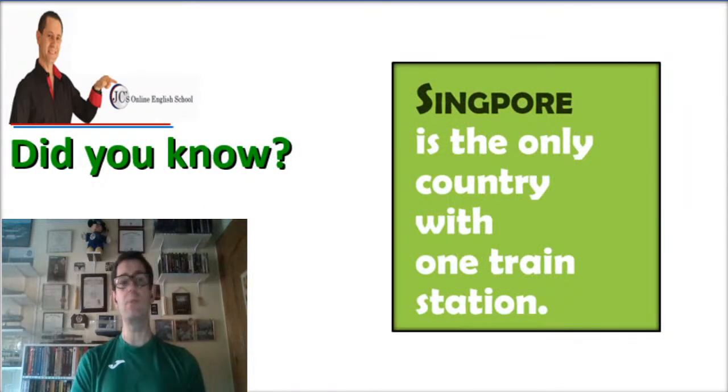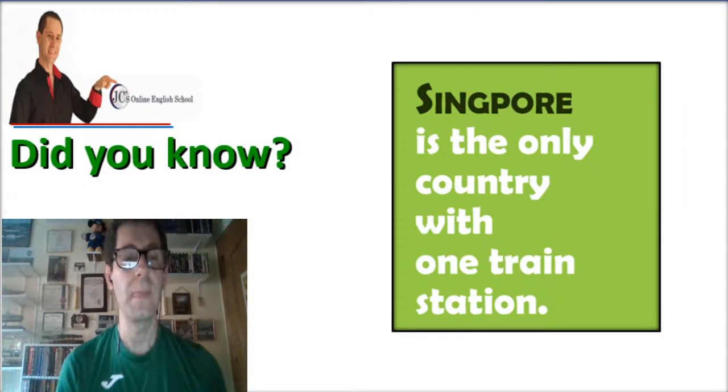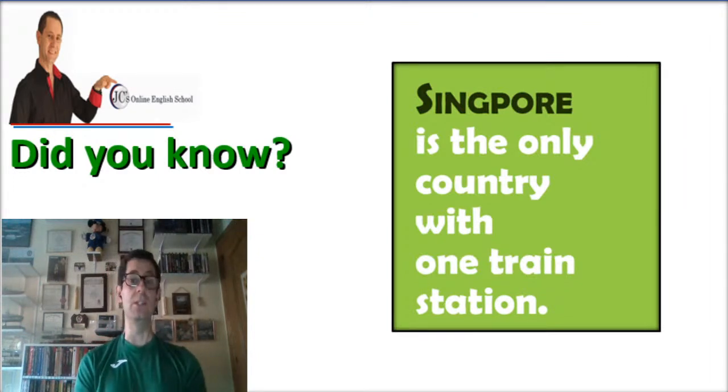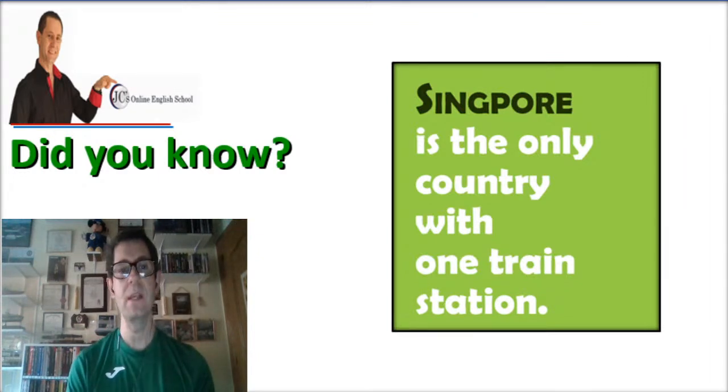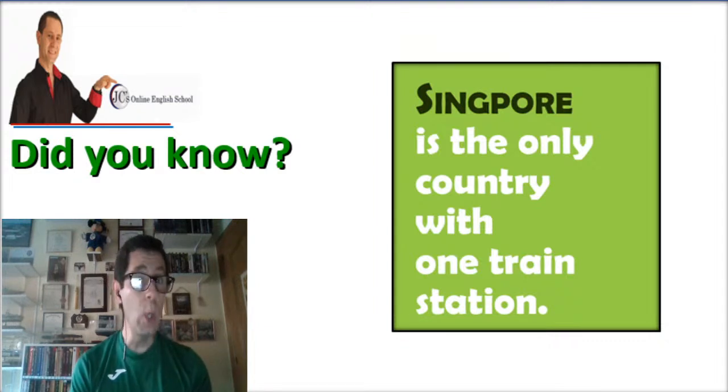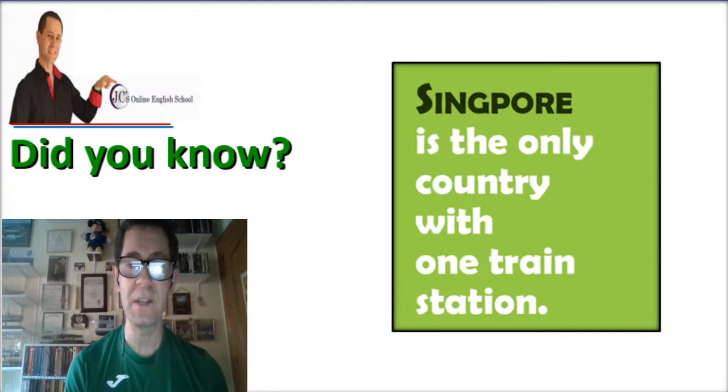Okay, now, did you know this one? So, the last topic for today is Did you know? And it goes like this. Singapore is the only country in the world with one train station. I don't know. So, once again, Singapore is the only country with one train station. Interesting. You never know. You always learn something new every day.